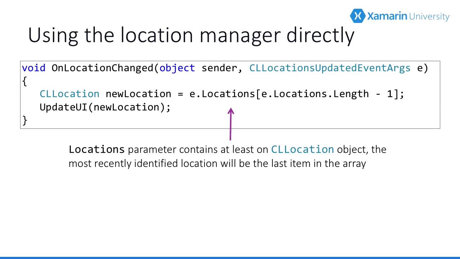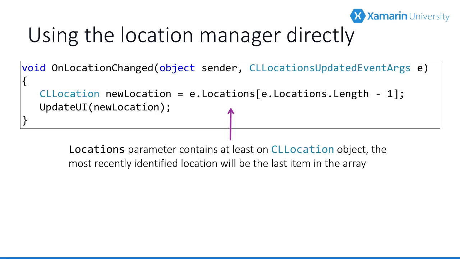And once that event gets raised and our subscriber is called, we're going to get a CL locations updated event args. Importantly, this contains an array of CL location objects. We actually get an array because it's possible that our onLocation changed event was not called every time a location update was available. In that case, they will be batched up and we'll get an array of multiple location objects. In all cases, the most updated or most recent location object will be the last one in the array.